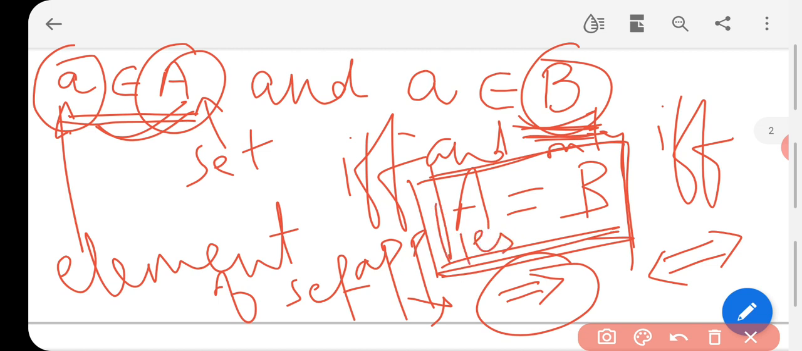So I hope today's class is clear to all of you, what subsets are. In the next class we'll move on to the next topic, the subsets of the set R of real numbers.